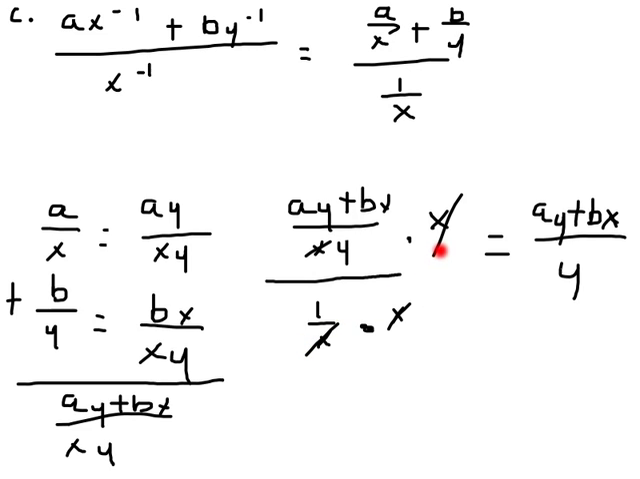Now look closely. When I do, this and this cross cancel, 1 and 1 there would cross cancel. This x and this x cross cancel each other out. But I do have y left on the bottom. So all that I have left is ay plus bx divided by y. And that's my final answer.